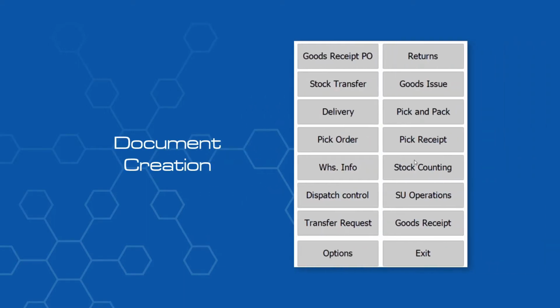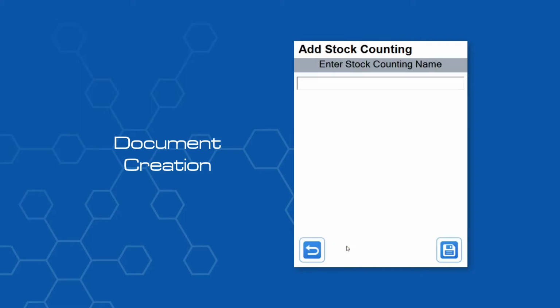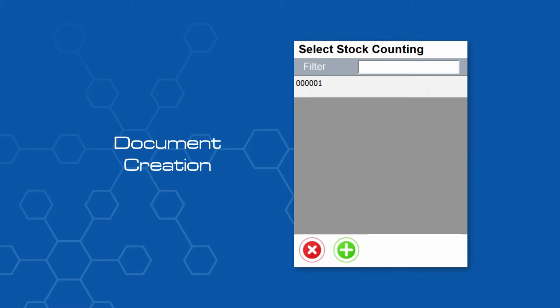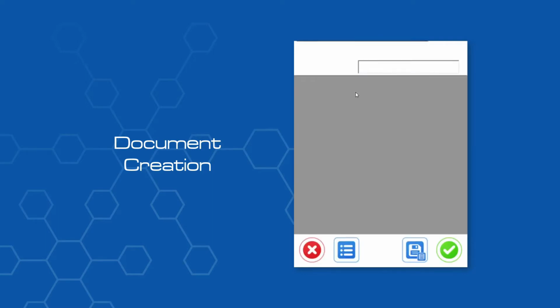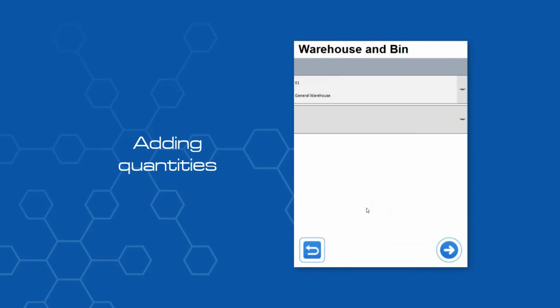To add a new stock count, we go to Stock Counting on the main menu, we click on the plus icon and enter a name for our stock count. Once you've done that, you'll see a list of all the open stock counts, and we choose our stock count from the list. We can either add items or storage units to our stock count using one of these icons here. We'll add some items first.